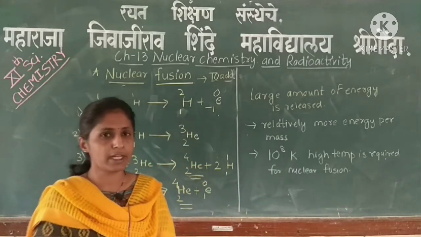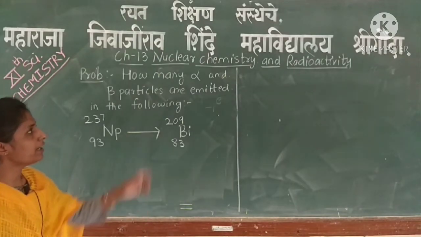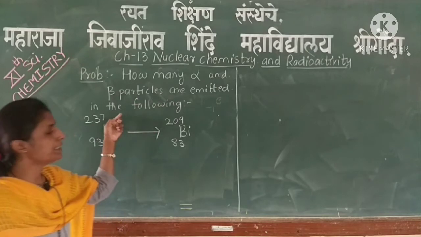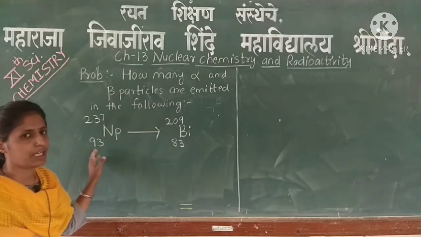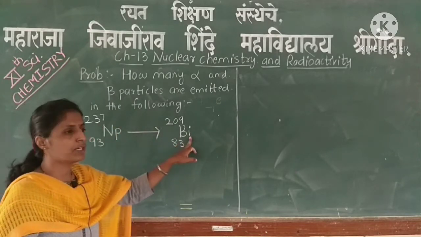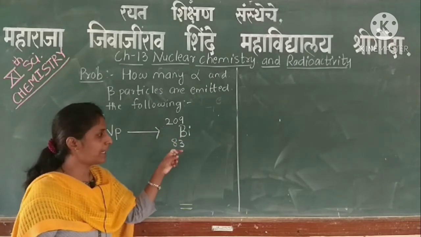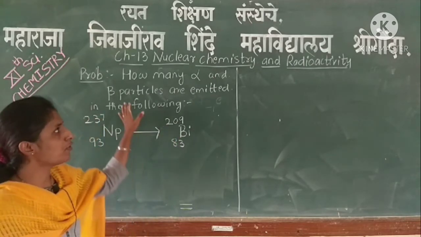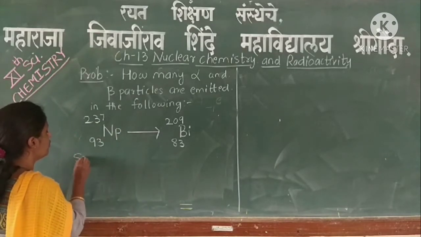Now we will do one problem. Okay, this is the problem. How many alpha and beta particles are emitted in the following reaction? What is the reaction? Neptunium with atomic number 93 and mass number 237 is being converted to bismuth nuclei of mass number 209 and atomic number 83. So how many alpha and beta particles are emitted? We have to see here.